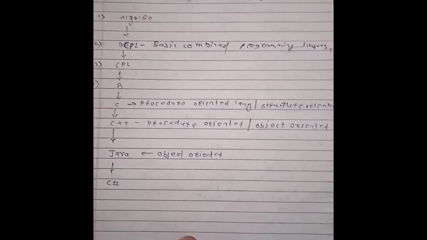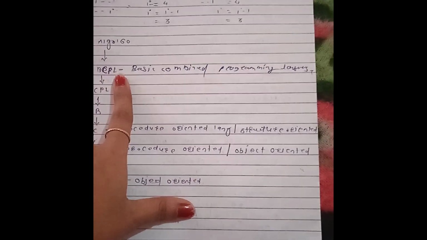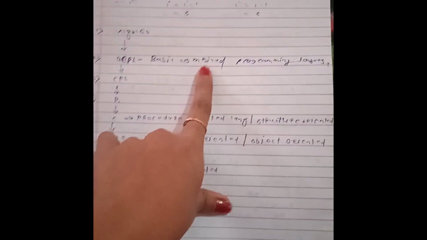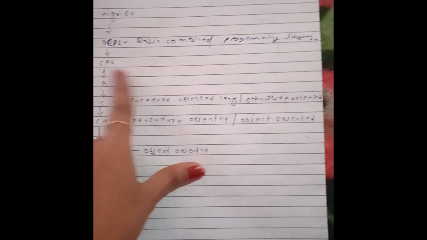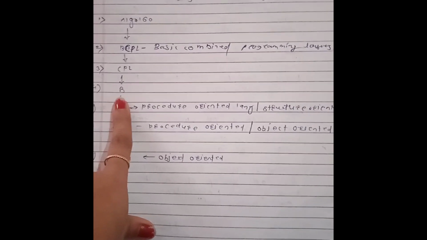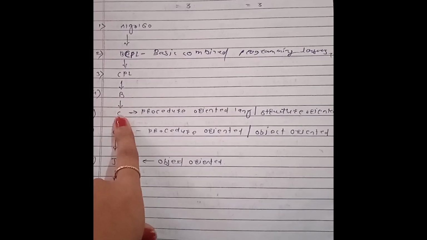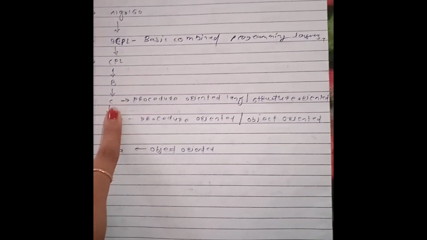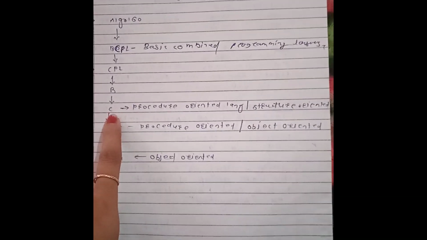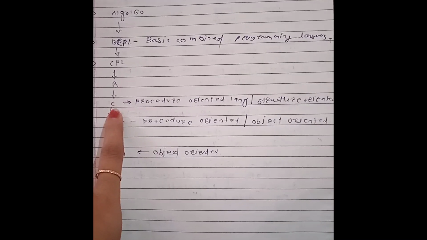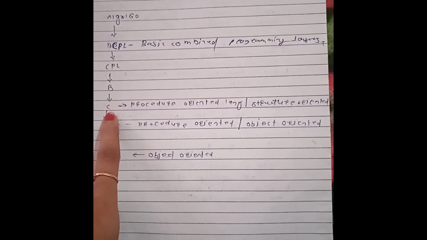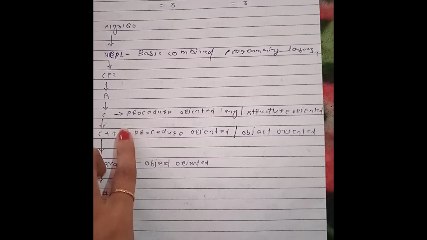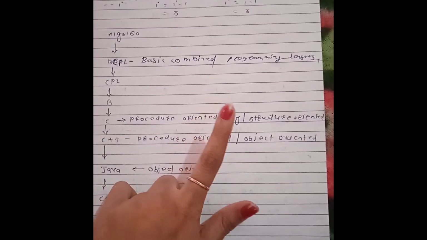So, the history of the C language. Before C, there were three languages available. The first one is ALGOL. The second one is BCPL. BCPL is nothing but Basic Combined Programming Language, and then CPL. Then the B language was developed, and then the C language was developed. C language was designed by Dennis Ritchie at AT&T Bell Laboratories in 1972. Okay, and it is a procedure oriented language.